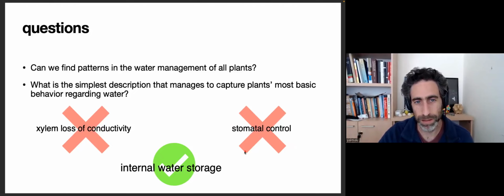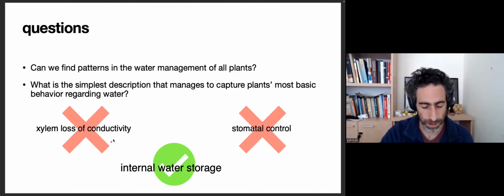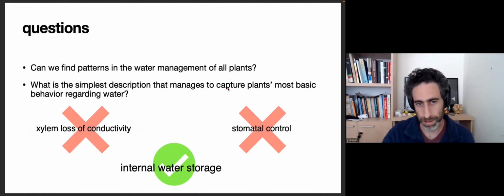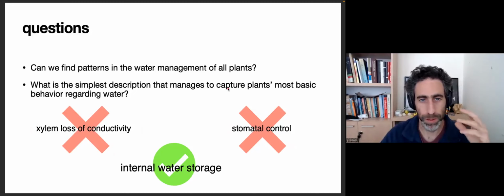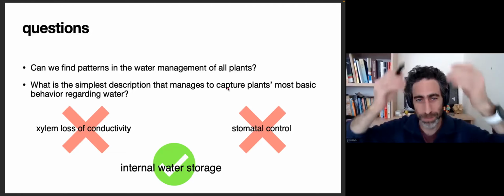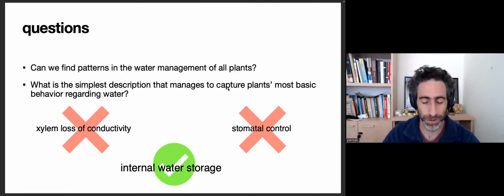If there's a drought, the plants can suffer from loss of conductivity in their xylem. I hardly see any faces, but if you did that, I would know that, oh yeah, sure, I know what xylem is. So xylem are the pipes inside the plant that bring water from the roots to the leaves. But I'm not talking about this behavior or that mechanism. Today, I want to focus on one mechanism only, which is the internal water storage in the plant.